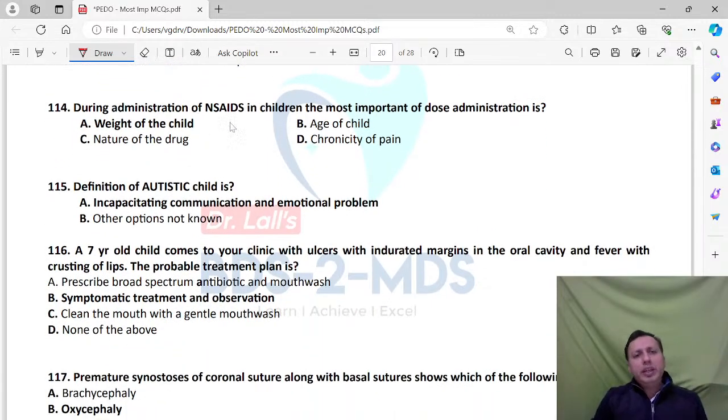So whenever we are giving any drug to a child, during any procedure like pulpectomy or pulpotomy, they are asking what is the main criteria that you assess. Is it the age, the nature of the drug, the intensity of the pain, or what? So we always go by the weight of the child. Okay, so we always measure the weight of the child, and according to the body weight, we calculate the dosage of the drug, and that is the most commonly employed method in day-to-day routine dental practice or pediatric dental practice.